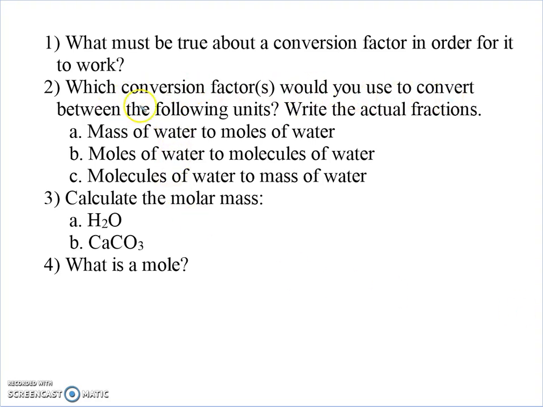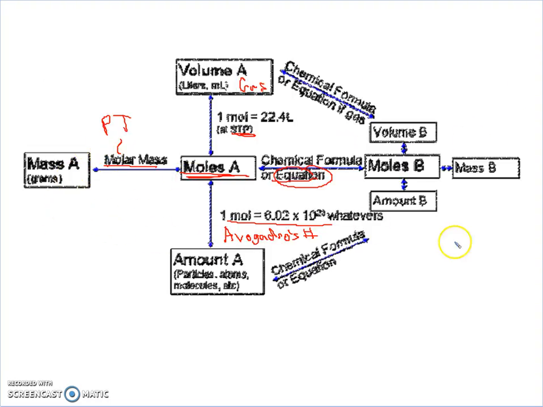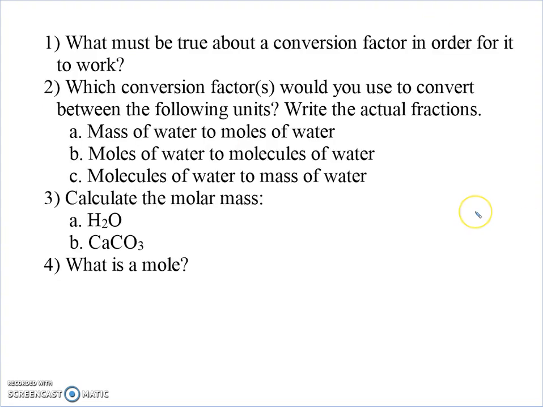Which conversion factors would you use to convert between the following units? Write the actual fractions. So mass of water to moles of water. Mass to moles, we'll use molar mass. So we use the periodic table for that. Water is H2O. So mass of water to moles of water, we would want moles of H2O on top, grams of H2O on bottom, and then oxygen is 16. Each hydrogen is 1, but there are 2 of them, so we multiply that and we get 18 grams per mole. So 1 over 18 grams. So that's for this one.